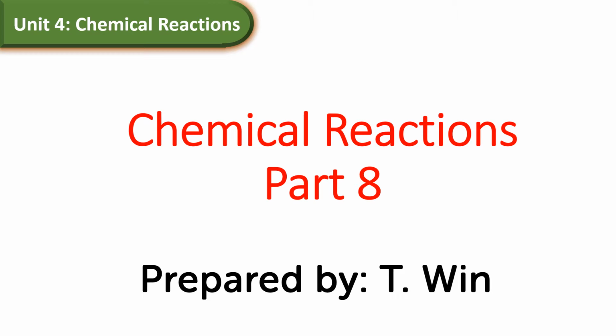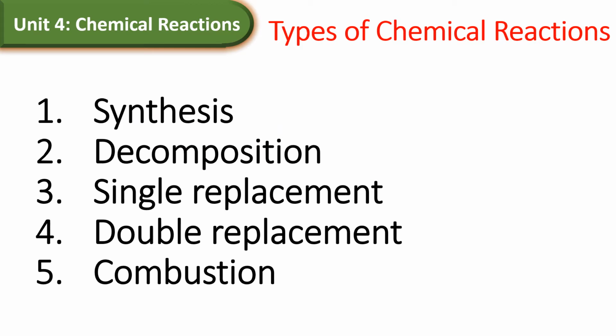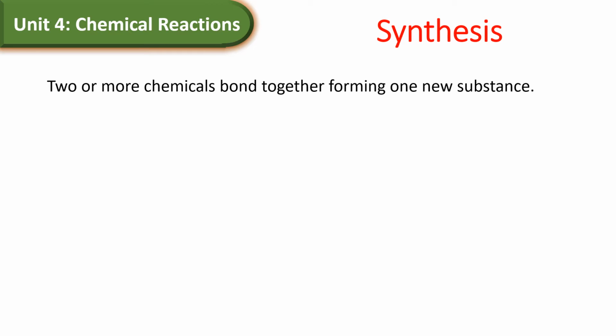For this video, we are going to learn about the types of chemical reaction. There are 5 types that we are going to talk about here. We have synthesis, decomposition, single replacement, double replacement, and combustion. So let's begin first with synthesis, or fusion, or combination.